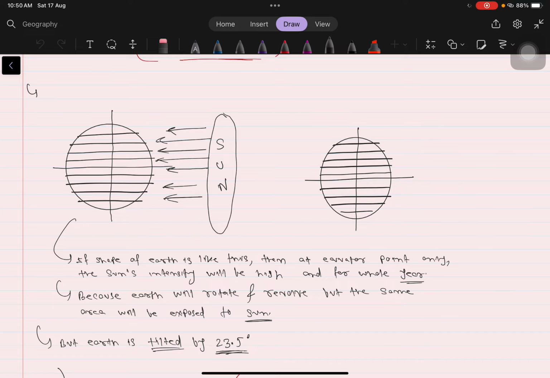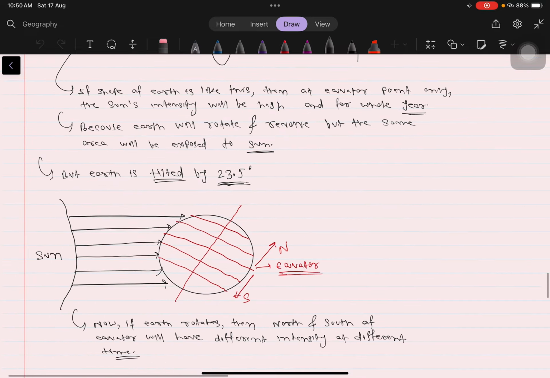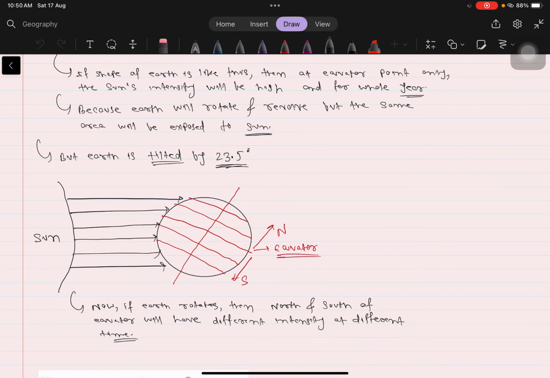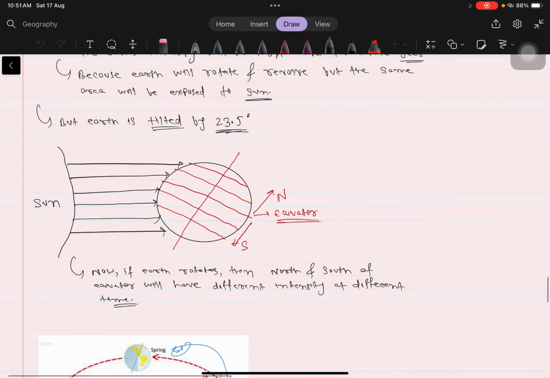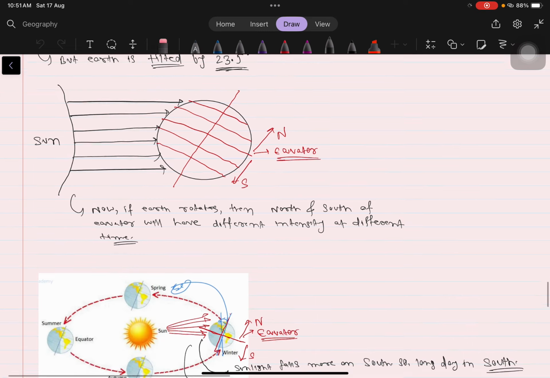But this is not the case because our earth is tilted by 23.5 degrees. So this is the actual shape of the earth, tilted by 23.5 degrees. This is the equator, above it is north and below it is south. Now when the earth revolves, all the areas get exposed to the sun, and depending on that the seasonality varies, that is, the season changes.